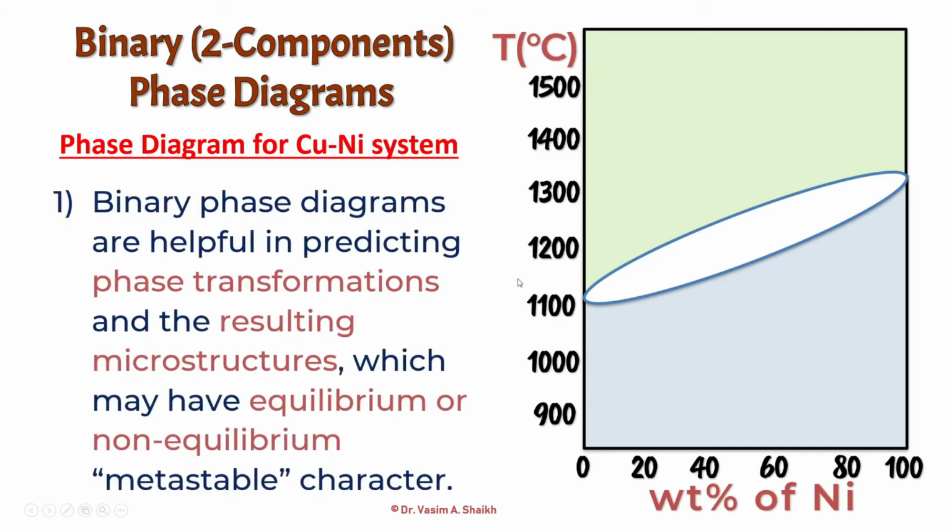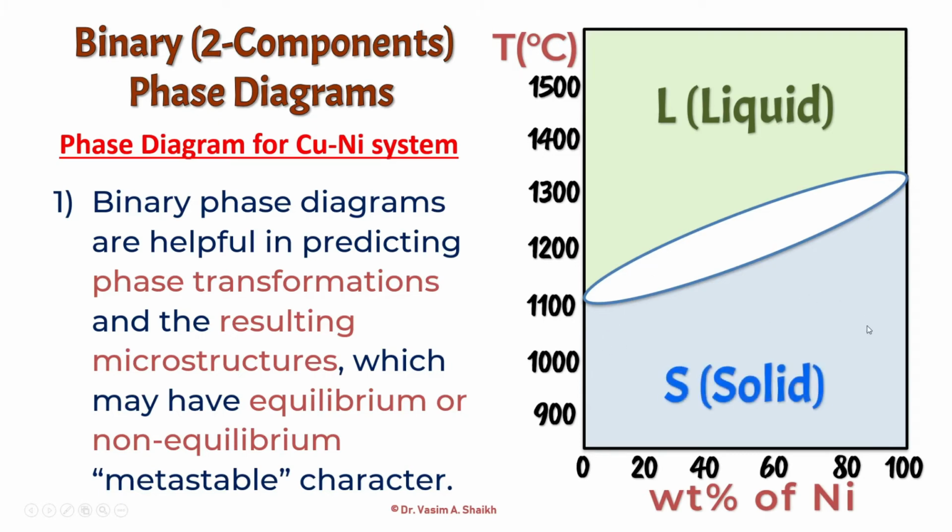Then the binary phase diagrams are helpful in predicting the phase transformation and the resulting microstructures, which may have equilibrium or non-equilibrium metastable characteristics. Here in this binary phase diagram we can see that different phases are there. For example, this phase in light green color is a liquid phase, and this blue color phase is a solid phase. So we know that in a phase diagram we can predict or see what phases exist at different temperature and composition.